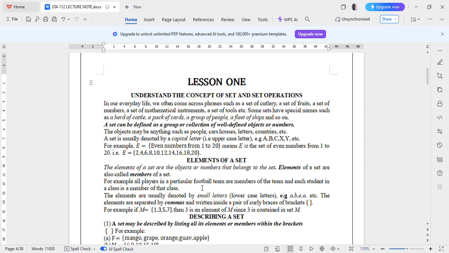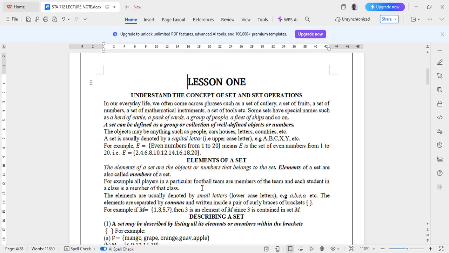So now, what is a set? There we gave examples and the definition of what a set is. Even as students in the class, we are sets. SS1 students, SS2, SS3, they are sets. All the students in the school together are a set. In everyday life, we come across phrases such as set of cutleries, set of fruits, set of numbers, set of mathematical instruments, a set of tools.